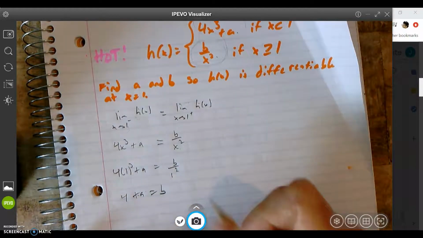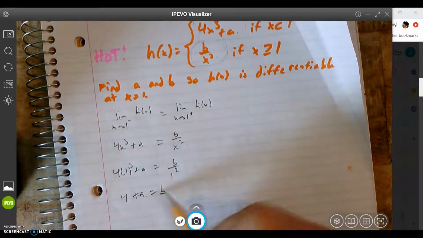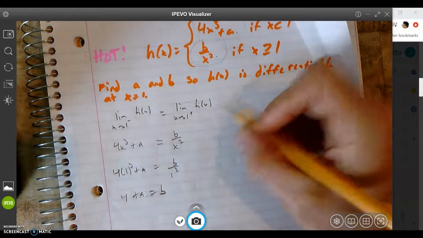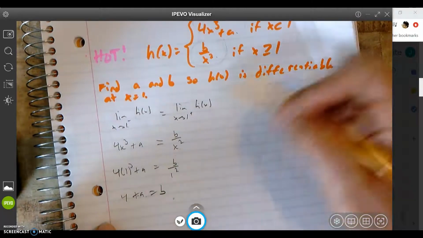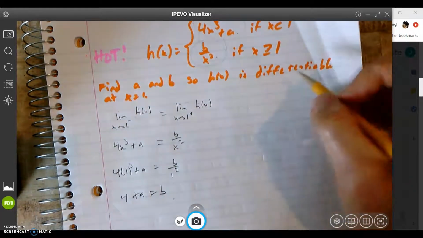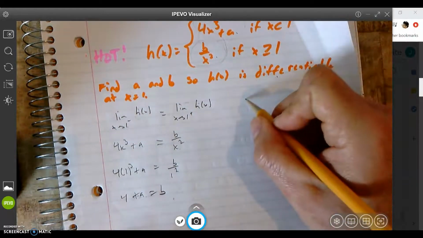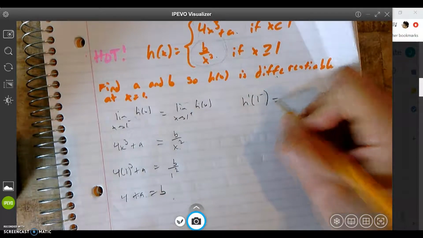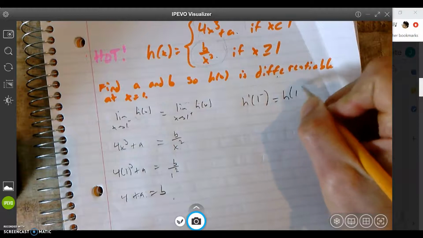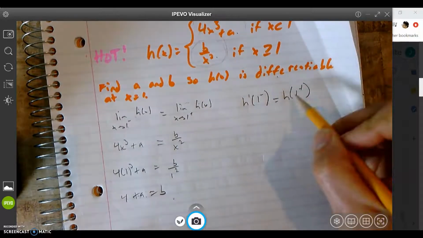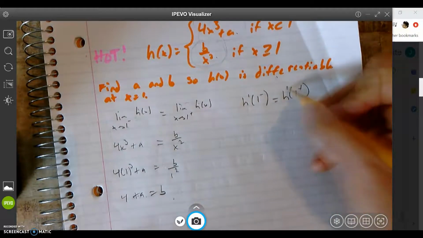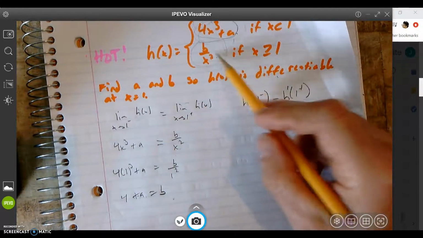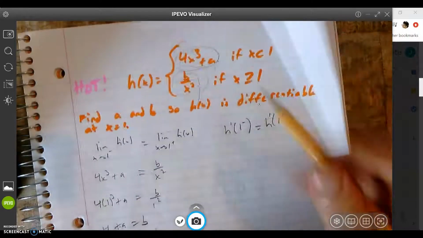I still can't do this because I have two variables. I don't know what it is. So I need to come up with another equation. Well, you also know the continuity part doesn't really matter here. But to be differentiable, the derivative as you approach 1 from the left, the slope, has to be the same slope from the right also. Sorry, prime here. So from 1 from the left is this. So the derivative of this has to equal the derivative of this, just like we've proven, right?